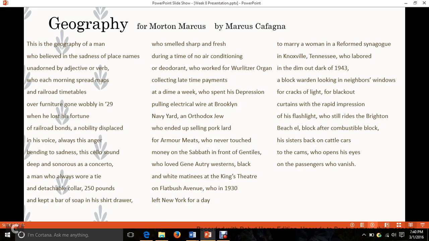So it's not just a poem that the writer is writing for reflection or to share some big idea. The writer is writing specifically to a certain audience. And we'll see that in several of the poems we're looking at this week. This particular poem is also one of those. It's called Geography for Morton Marcus. So I'll go ahead and read it.